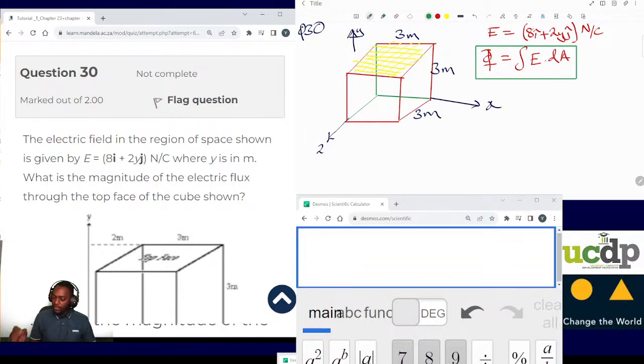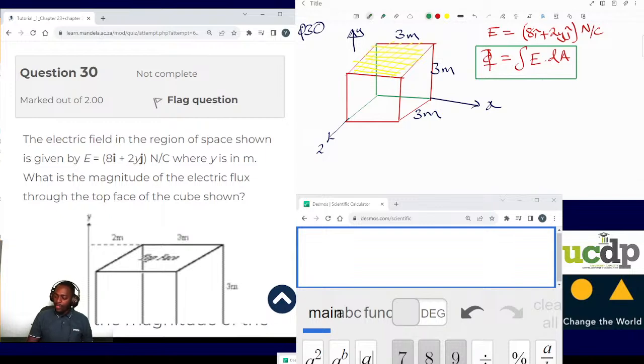Now, the electric field strength we are given has got two components. It has a component in the I direction and a component in the J direction. But we are considering the top surface, which means the contribution of the electric field that is perpendicular to the top surface is that of the y direction. The I direction will be parallel to the top surface, hence it's not considered, right?